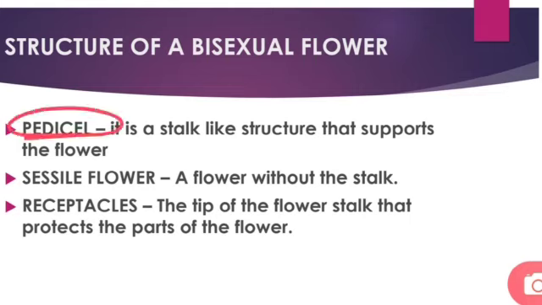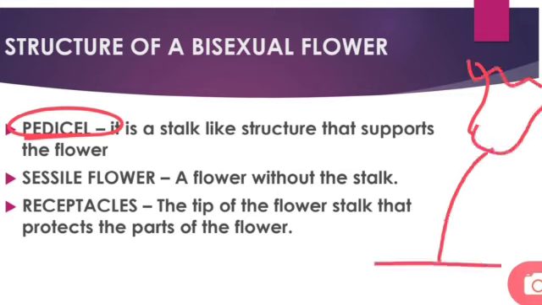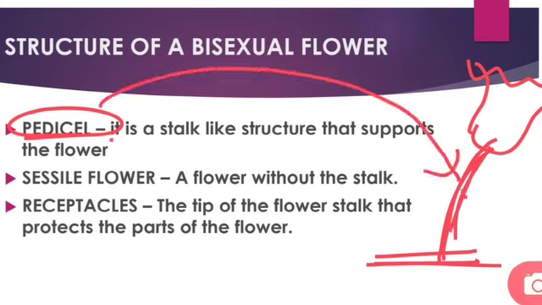First is the pedicel. Pedicel is nothing but the stalk-like substance. Suppose this is a flower. A flower is attached to the stem with the help of a stalk-like substance, so this is known as the pedicel, that supports the flower on the stem. Sessile flower: when this pedicel is absent in a flower and the flowers are arranged directly on a particular stem, that type of flower is known as a sessile flower.